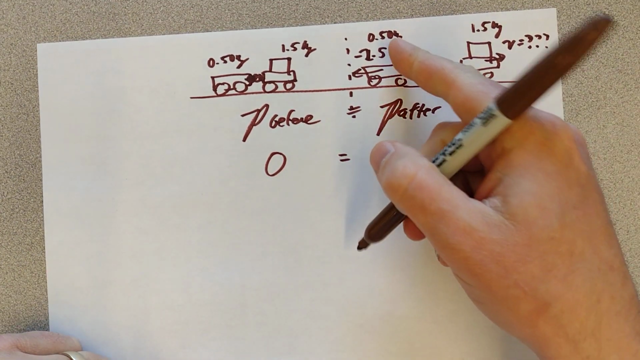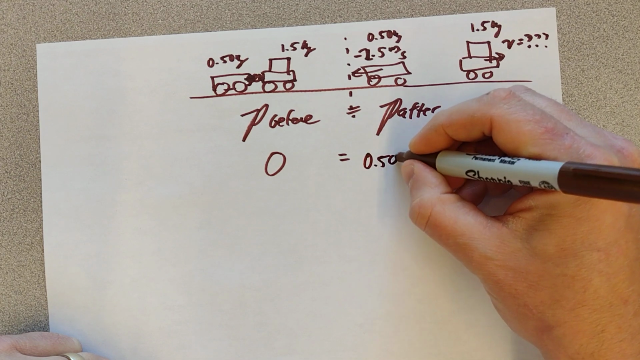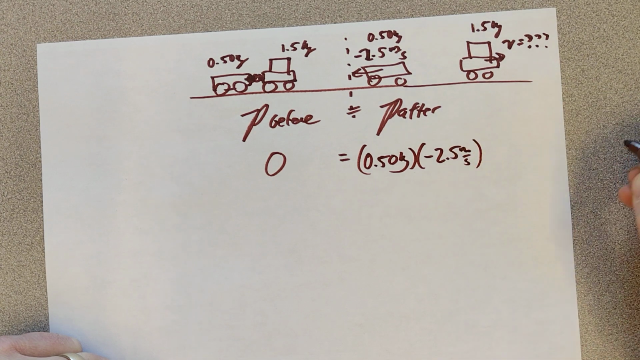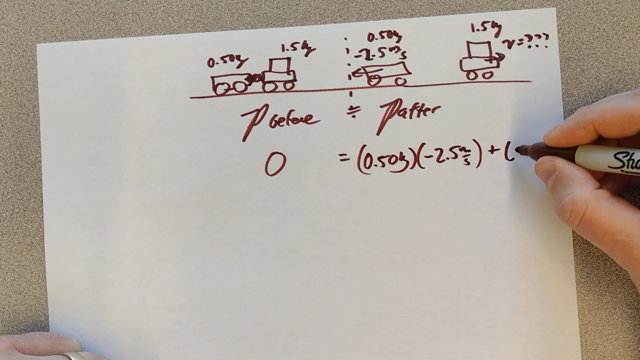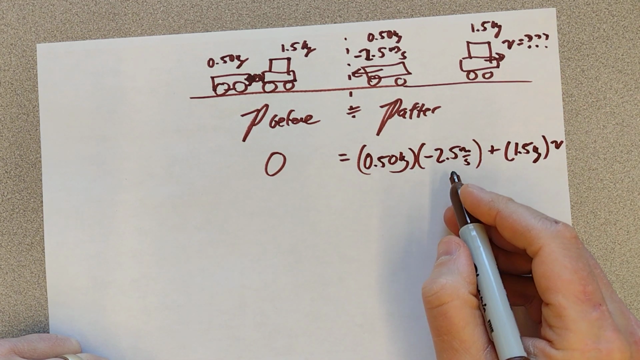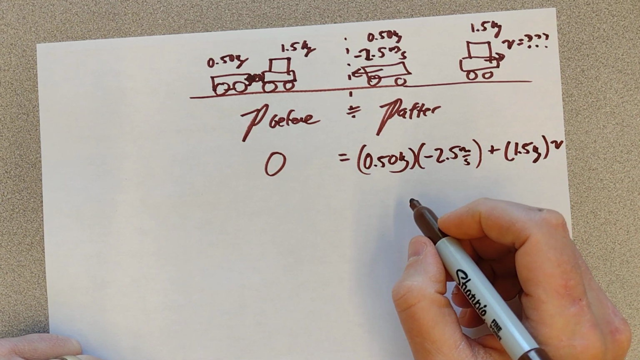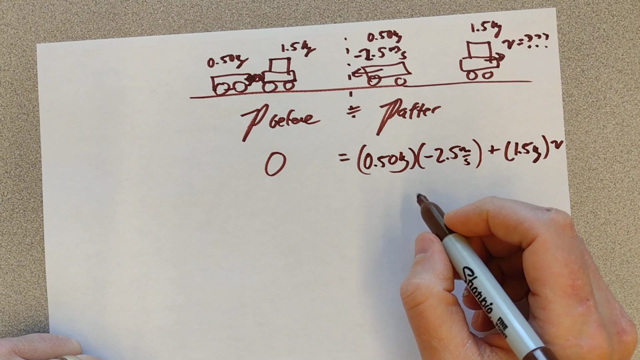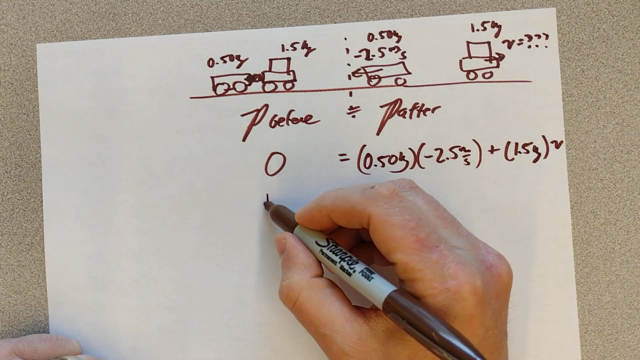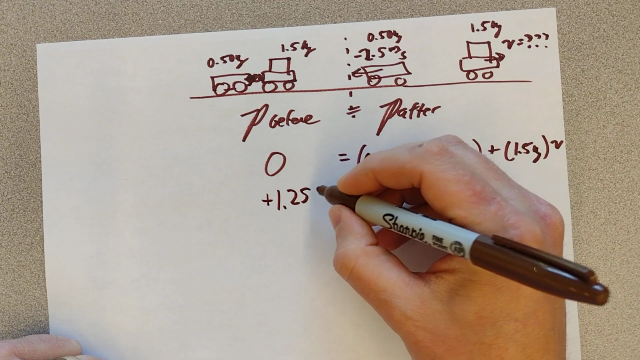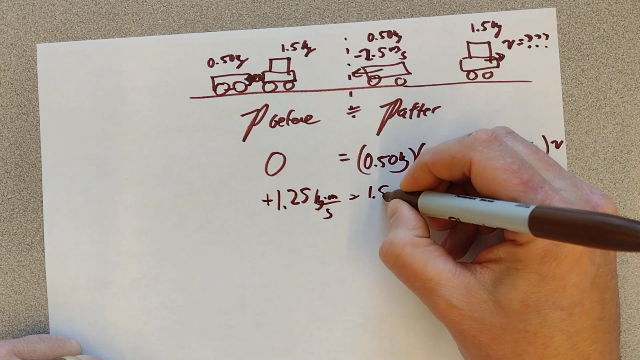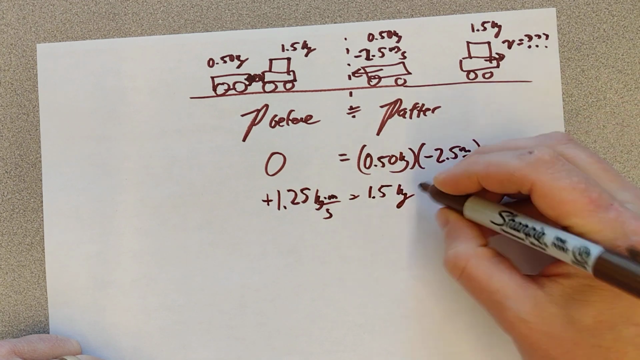But let's show that out. 0.50 kilograms times the velocity, negative 2.5. You absolutely need the sign in there to get this to work out algebraically. Times V. So 0.5 times 2.5, that's like 1.25, half of 2.5. And it's negative, so I'm going to bring it over here, so it's going to end up positive 1.25 kilograms times meters per second equals 1.5 kilograms times V.